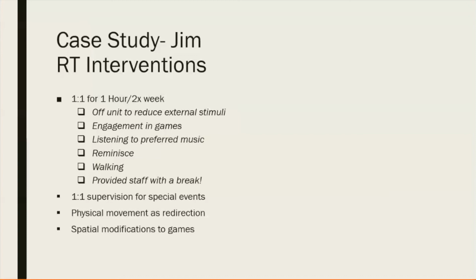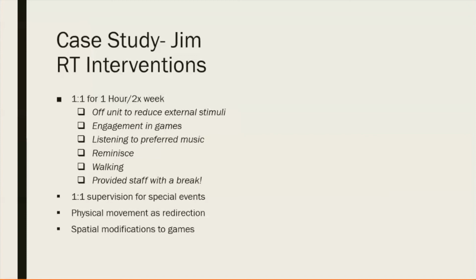Some other things that we did was just providing one-to-one supervision for special events. So if there was any kind of party or picnic or music thing, we would make sure that there was one staff person who was assigned specifically to him. We would use physical movement as redirection. So that might mean we were moving rooms if he needed redirection, or dancing, or getting him involved with something where he's throwing a ball. It just really helped him to drop what he was doing that might have been a challenging behavior and move on to something else without having a lot of issue related to that transition.